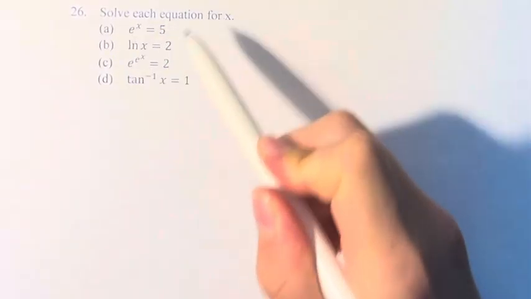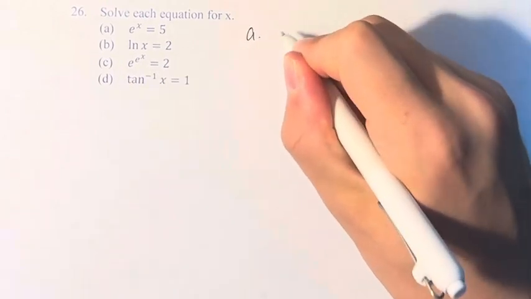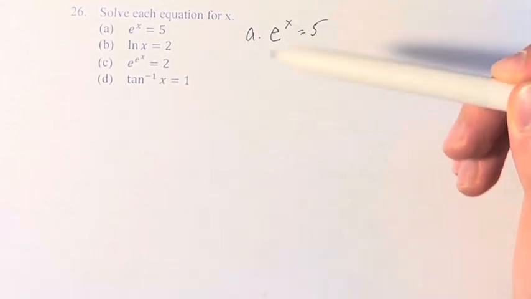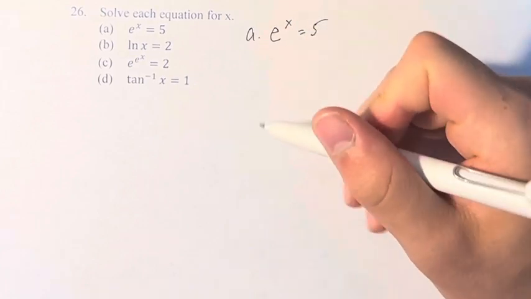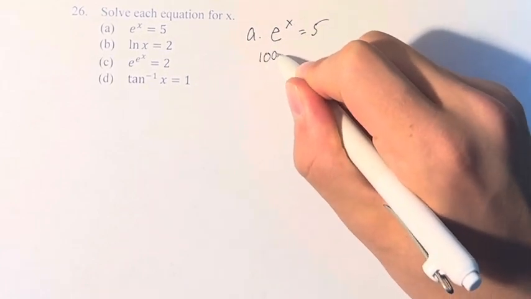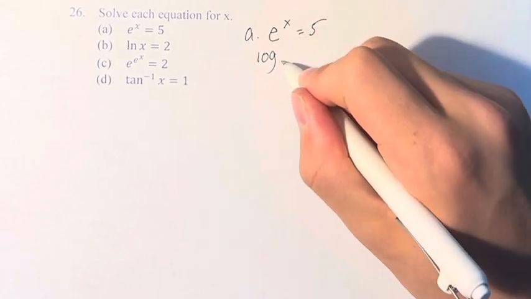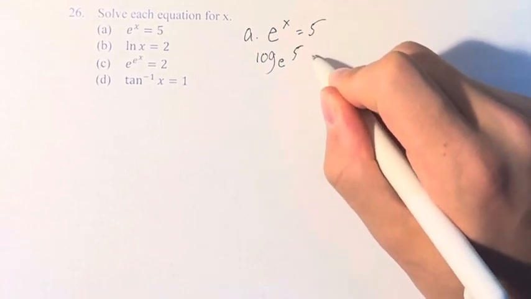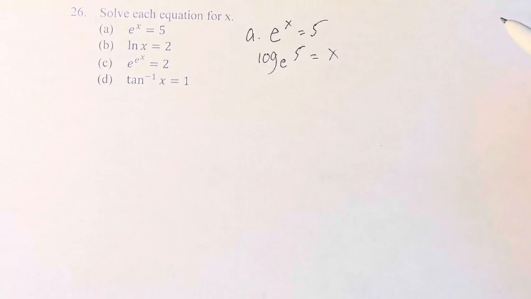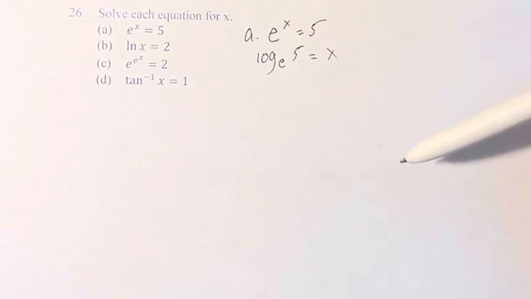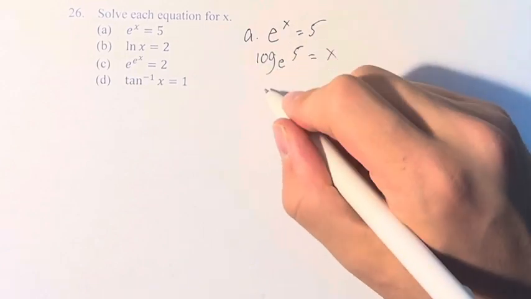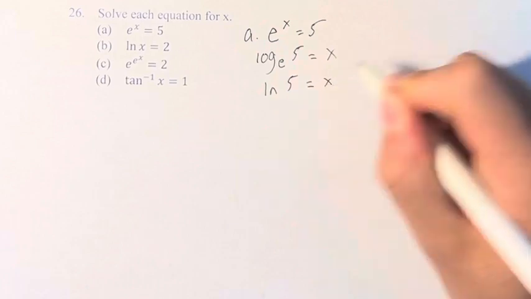In this problem, we're asked to solve each equation for x, starting with a, e to the x equals 5. So the basis for some of these problems is going to be converting a logarithm into an exponent or an exponent into a logarithm. So the base of the exponent, e, becomes the base of the logarithm: log base e of whatever the exponent is, equal to 5, equals the exponent x, right? The base remains the same. The 5 and the x switch sides, so to speak. Log base e is ln, so ln of 5 is equal to x.